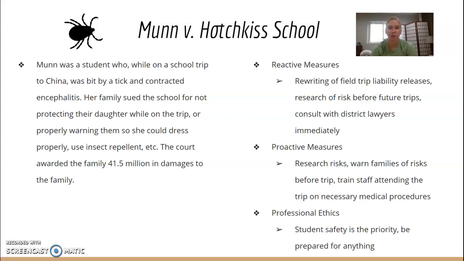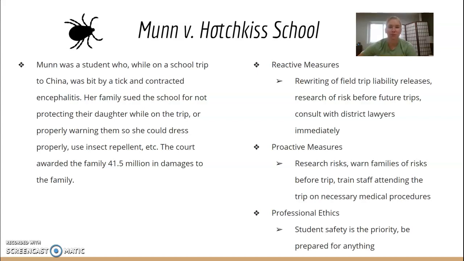Next one's Munn versus Hotchkiss School. Munn was a student who went on a class trip to China and was bitten by a tick while hiking and contracted encephalitis. Her family sued the school for not protecting their daughter and not giving them a heads up that there might be insects, so she could dress properly and use insect repellent, and the court did award the family $41 million in damages, which I think is a little crazy.